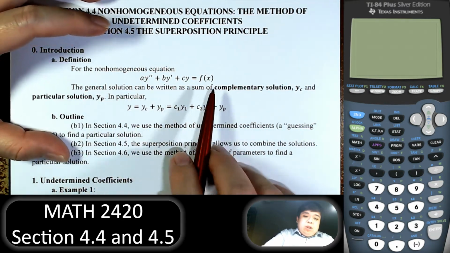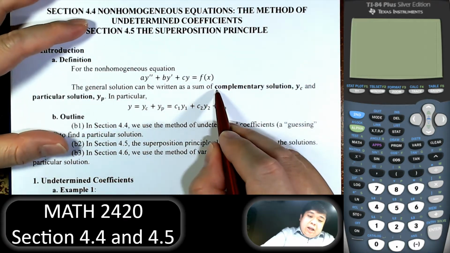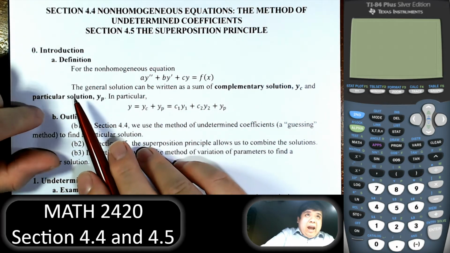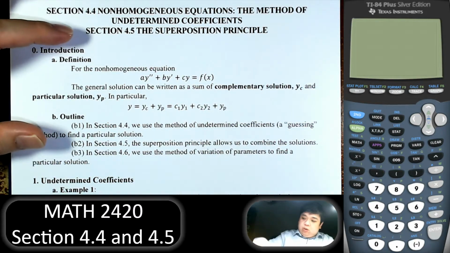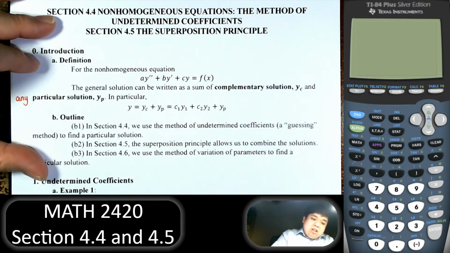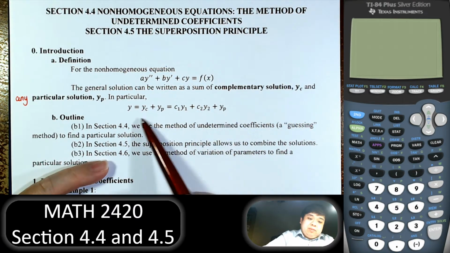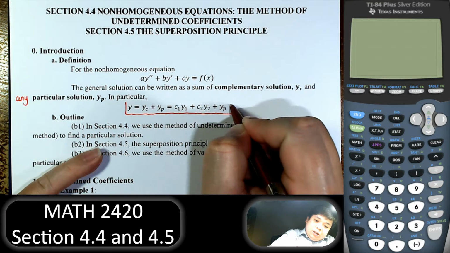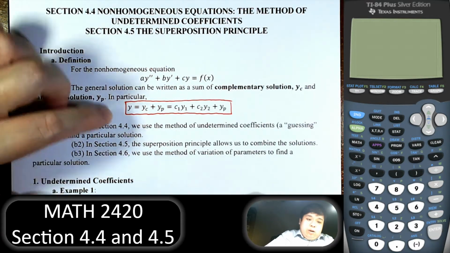The general solution for the non-homogeneous equation has two parts. The first one is the complementary solution, y sub c, and any particular solution, y sub p. Any particular solution will work, and we combine them. So this is the solution of that equation.